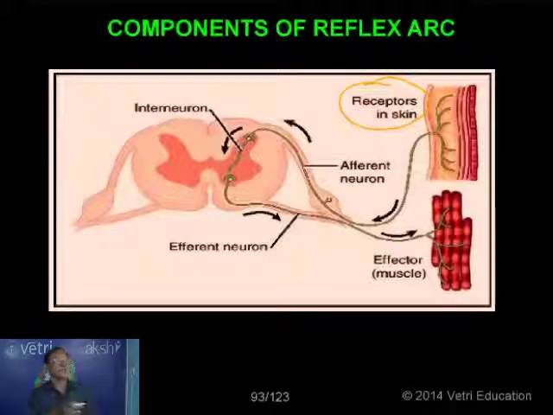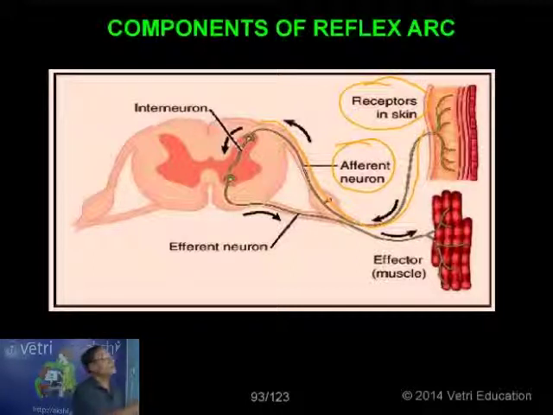Now the message received by the receptor organ or sensory organ is conveyed to the spinal cord through a sensory neuron or afferent neuron. This is component number two, the sensory or afferent neuron, which enters the gray matter through the dorsal root of the spinal nerve. Then we have the third component, the gray matter of the spinal cord.